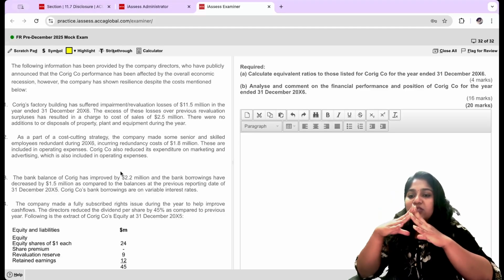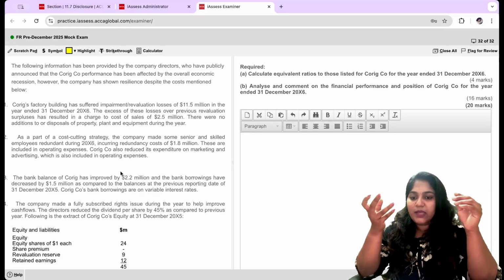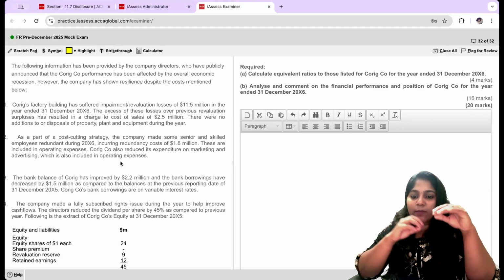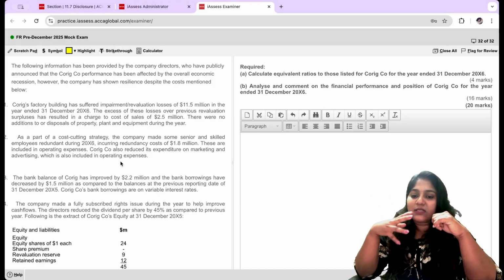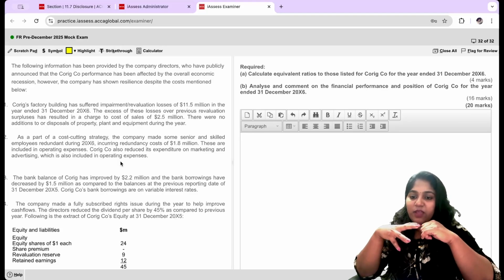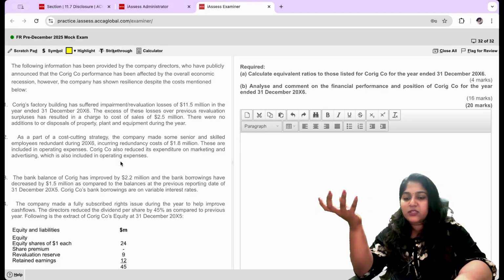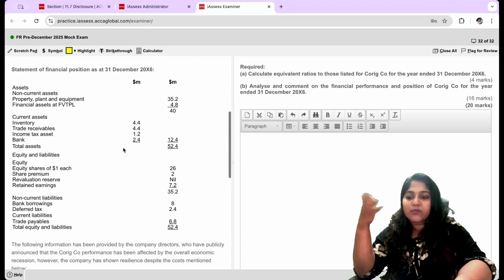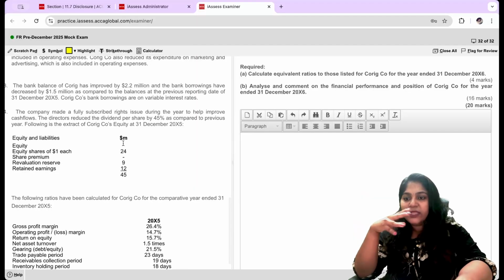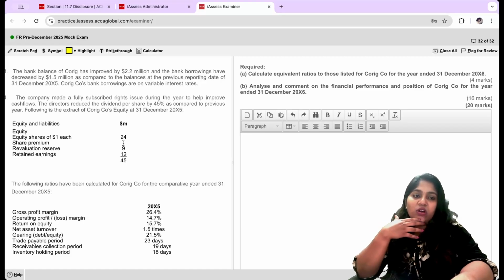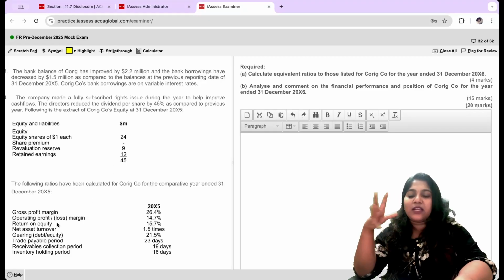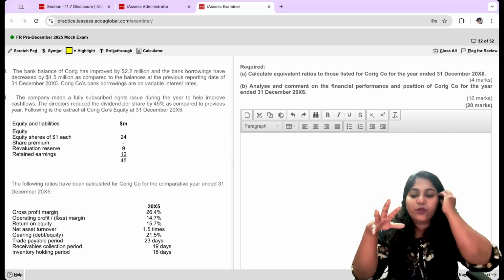The bank balance of Corey company has improved by 2.2 million and the bank borrowings have decreased by 1.5 million as compared to the balances at the previous reporting date of X5. Maybe that's because I might have made some repayments. One more thing, there is a rights issue that we have made. So first, we have to calculate certain percentages, gross profit margin.